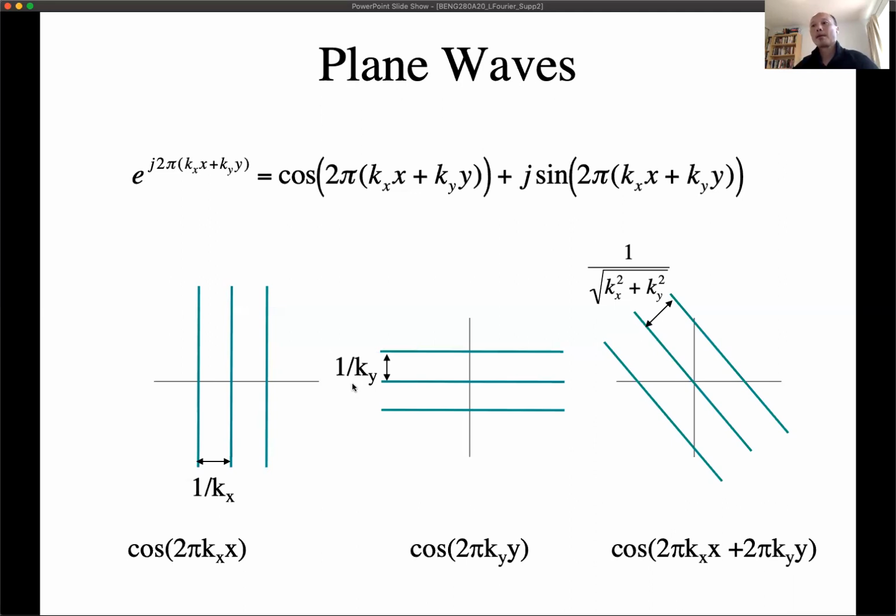Okay. Now if you have the case where you have both kx x and ky y, then it turns out you're going to have variation both along the x direction and in the y direction. And the spacing is given by this formula, 1 over the square root of kx squared plus ky squared. So it's just the Pythagorean relationship. Any questions up to now?